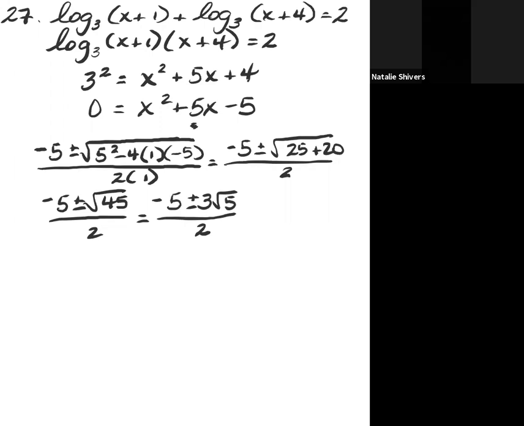The negative version is not going to work because I have a plus 1, so anything would have to be bigger than 1. Well, this negative piece is definitely going to be less than that, and you could check. So the only one that works here is negative 5 plus 3 root 5 over 2. So the negative version does not work.